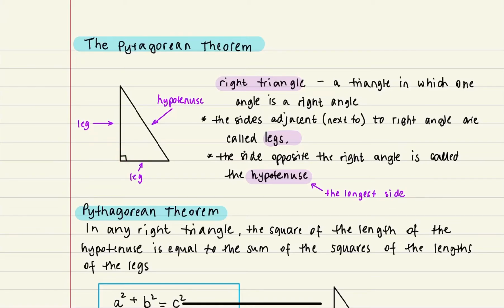Okay, in the right triangle, the sides have specific names. There are always two legs that are adjacent to the right angle. So basically, the sides that are right next to the right angle are called legs, and the side that is directly across from the right angle is called the hypotenuse. The hypotenuse is always the longest side in the right triangle. So if you have the lengths of the sides, the longest one is always the hypotenuse.